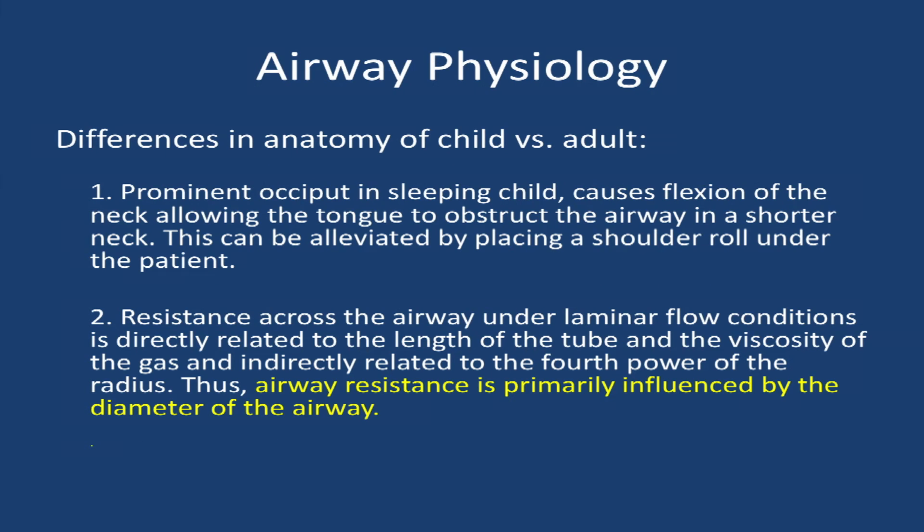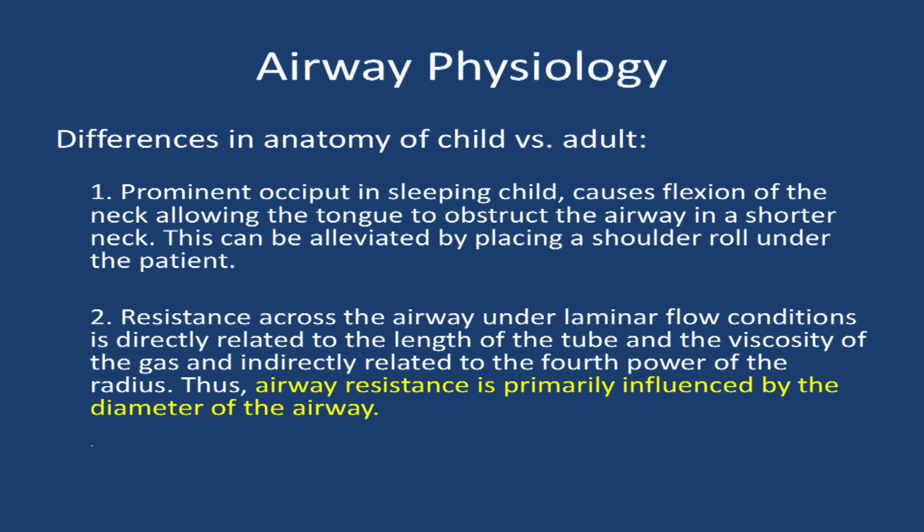Airway physiology. Differences in anatomy of the child versus the adult. A prominent occiput in a sleeping child causes flexion of the neck, allowing the tongue to obstruct the airway in a shorter neck. This can be alleviated by placing a shoulder roll under the patient.